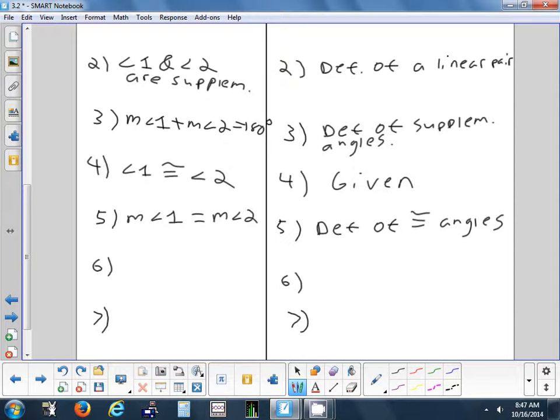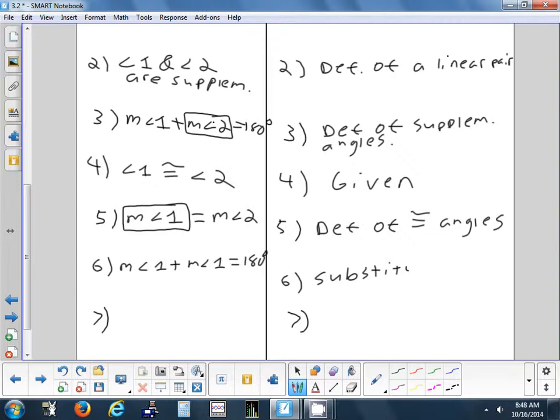Okay, well, here I have the measure of angle 2, right? What's the measure of angle 2 the same as? The measure of angle 1. So change measure of angle 2 in step 3 to measure of angle 1 because they're the same. So you have measure of angle 1 plus measure of angle 1 equals 180. What's the reason for that when you change something? That was substitution. And now we've almost got that measure of angle 1 equals 90.